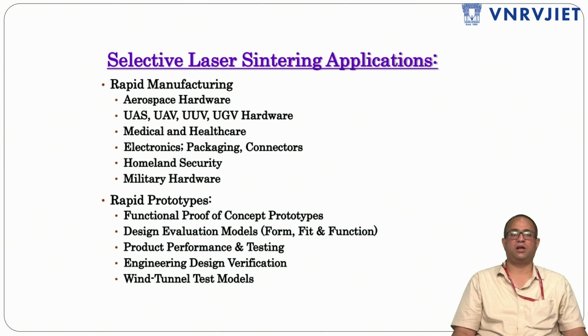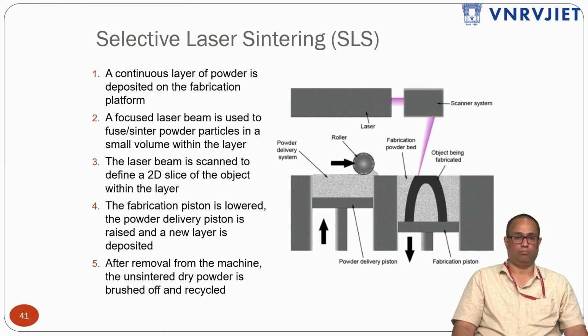Coming to selective laser sintering applications: aerospace, medical and healthcare, electronics, homeland security, and military hardware. In rapid prototyping for engineering applications, functional proof-of-concept prototypes, design evaluation models, and functional parts, wind tunnel test models, and product performance testing can be widely done with the SLS process. So these are a wide variety of applications for the SLS process.